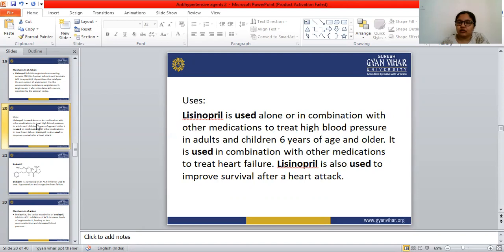So lisinopril is used in children as well as adults, but children should be above 6 years. And it is used in combination with other medications to treat heart failure.